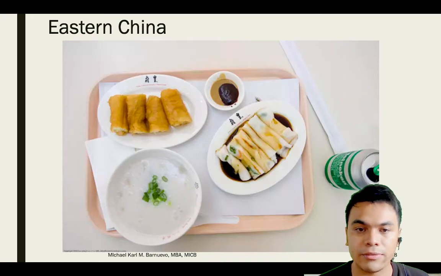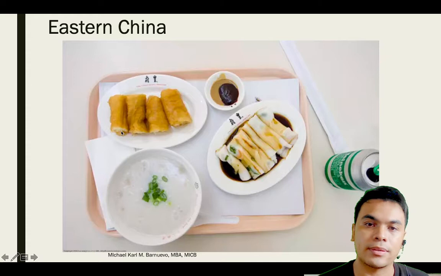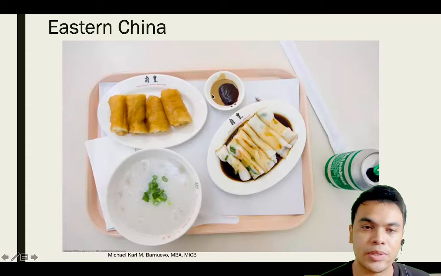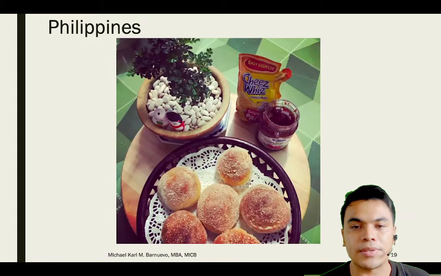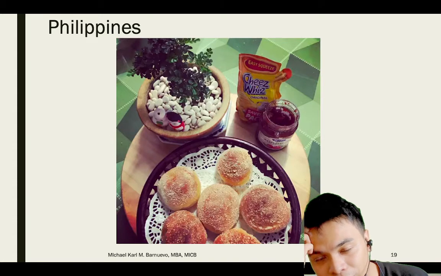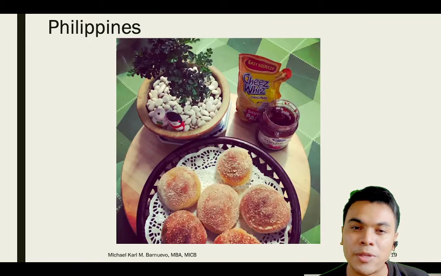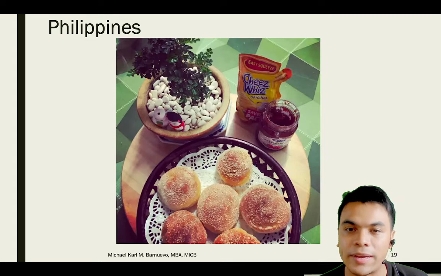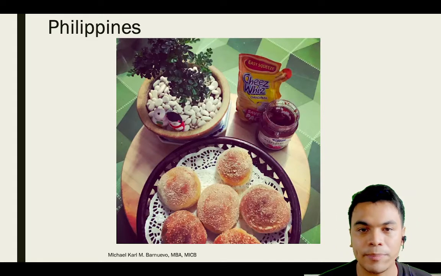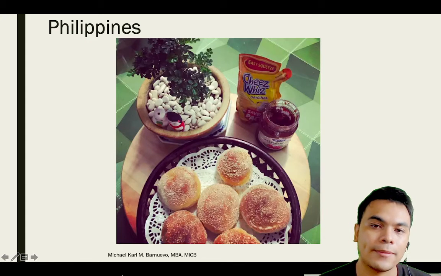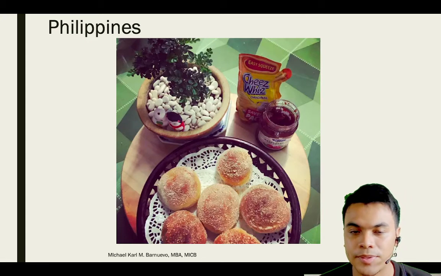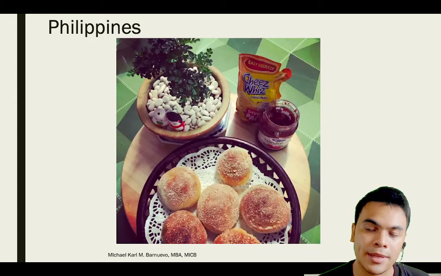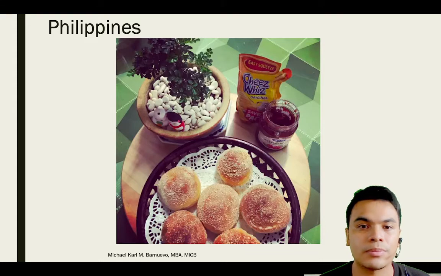In Eastern China, of course, we have congee and dumplings, and their signature sauce. In the Philippines, there is a high variation when it comes to breakfast. But of course, in the Philippines, pandesal will never be missing. Besides being cheap, it is filling, and you can get full just by eating a few pieces.